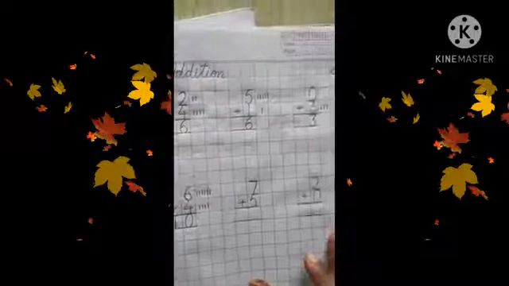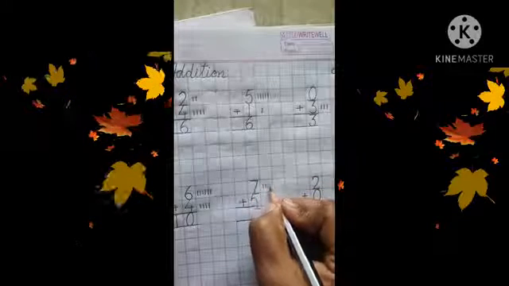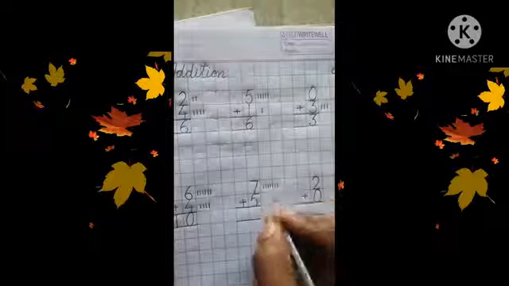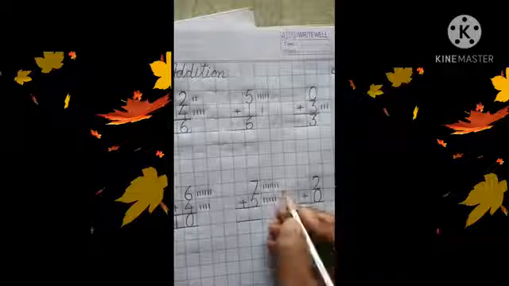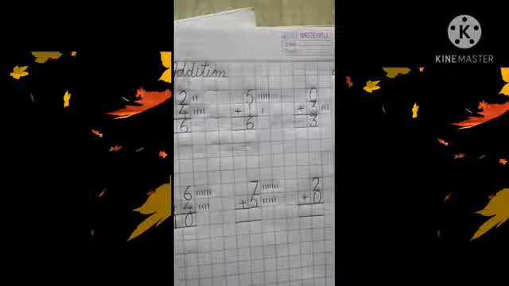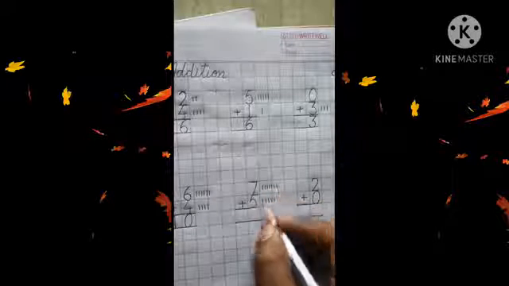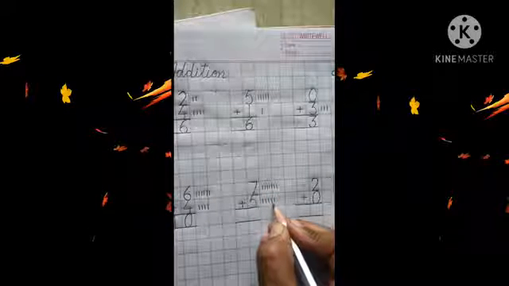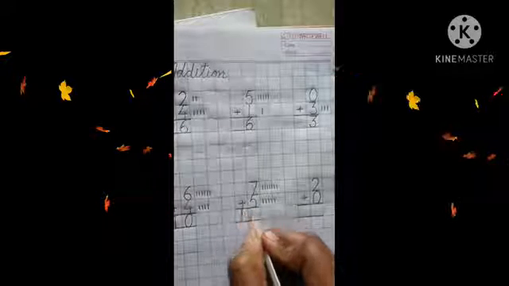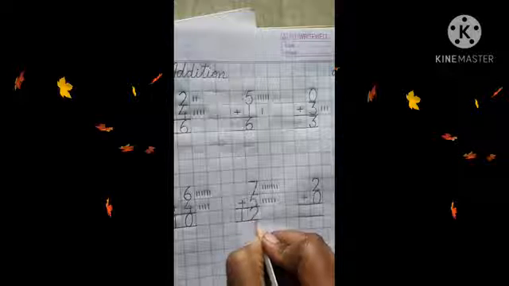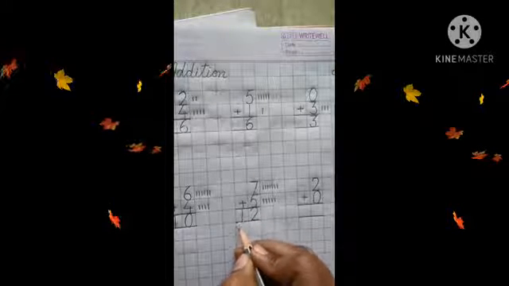Now do one more question. For 7 we will draw 1, 2, 3, 4, 5, 6, 7 lines, and for 5 we will draw 5 lines. So now count all the lines. 1, 2, 3, 4, 5, 6, 7, 8, 9, 10, 11, 12. Now again we are getting a 2-digit number. So again we will write 2 at ones place and 1 at tens place.